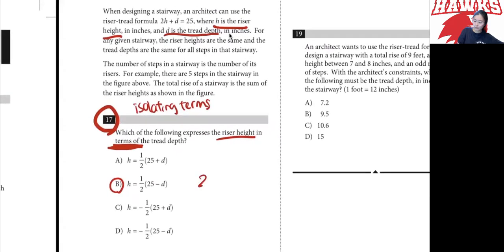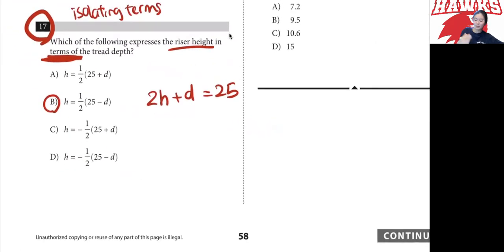So we have this beautiful equation right here with us: 2H plus D equals 25. And we want to isolate H. So first you got to go for the subtractions and additions, right? So it's going to be 2H equals 25 minus D. Okay, so subtracting D from both sides. Now we need to divide both sides by 2.